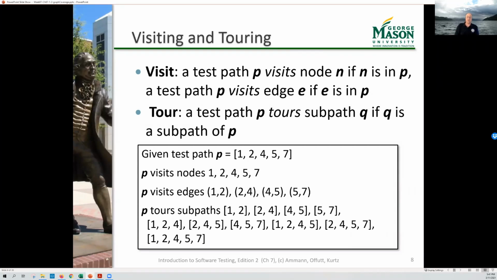I could have also said that it tours paths of length 0, because I could say that it tours 1 and 2 and 3 and 4. We normally don't bother listing that degenerate case of 0 length subpaths, because usually they're just not that interesting. It's no different and no better than simply visiting the node.